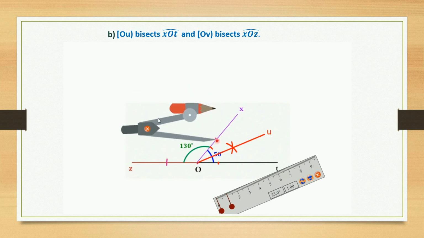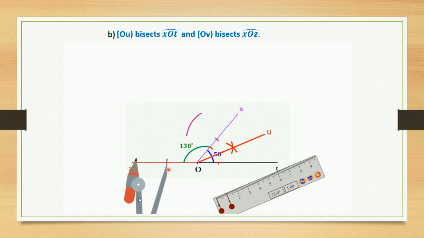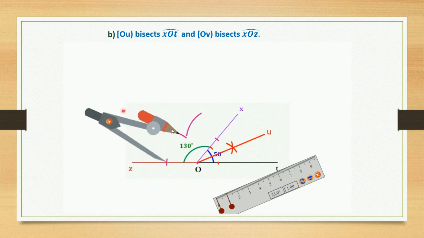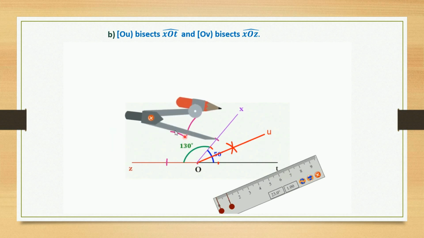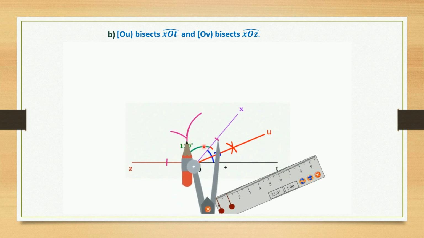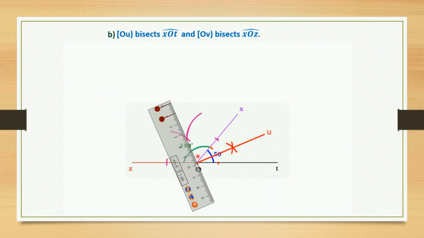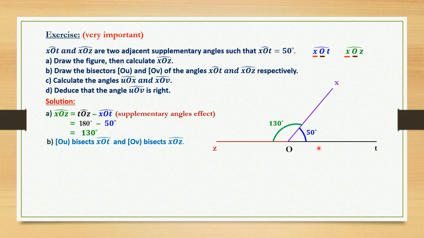Then I put my needle on the intersection of the arc and OX. I draw an arc here in this area. I put my needle on this intersection of the second arc with OZ, and I draw a second arc. Here, if they don't meet, I extend them until they meet. So if they don't meet, don't panic. You extend them again until they do. Then you draw the bisector OV of angle XOZ.